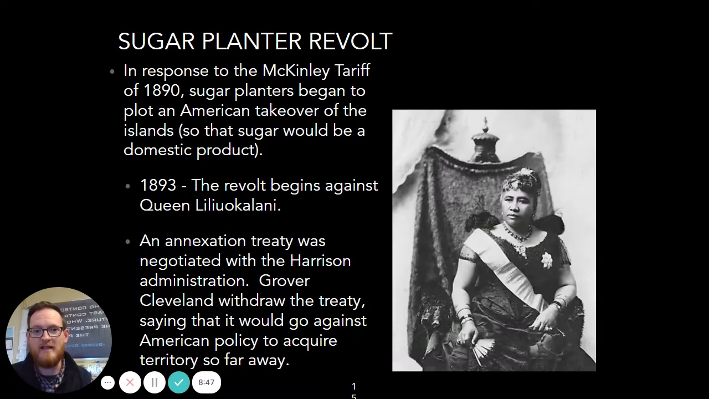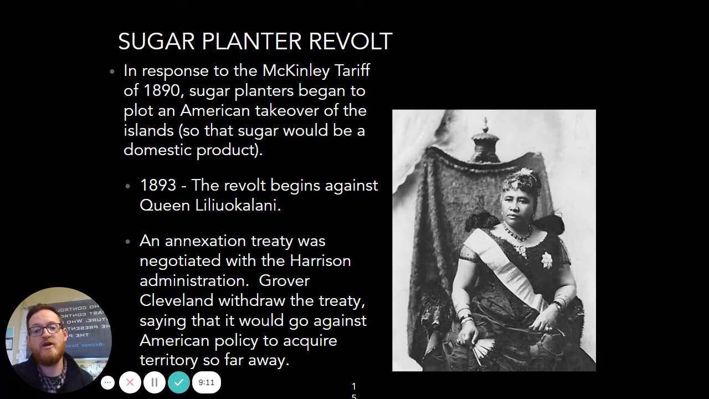Of course, we all know what later happens at Pearl Harbor. So in response to the McKinley tariff, which changed things in Hawaii and made it so that Hawaii was going to have to start paying American tariffs to bring their products into the country, you're going to see that sugar planters start to plot an American takeover of the island so that sugar would be a domestic product and they would not have to pay the tax anymore.